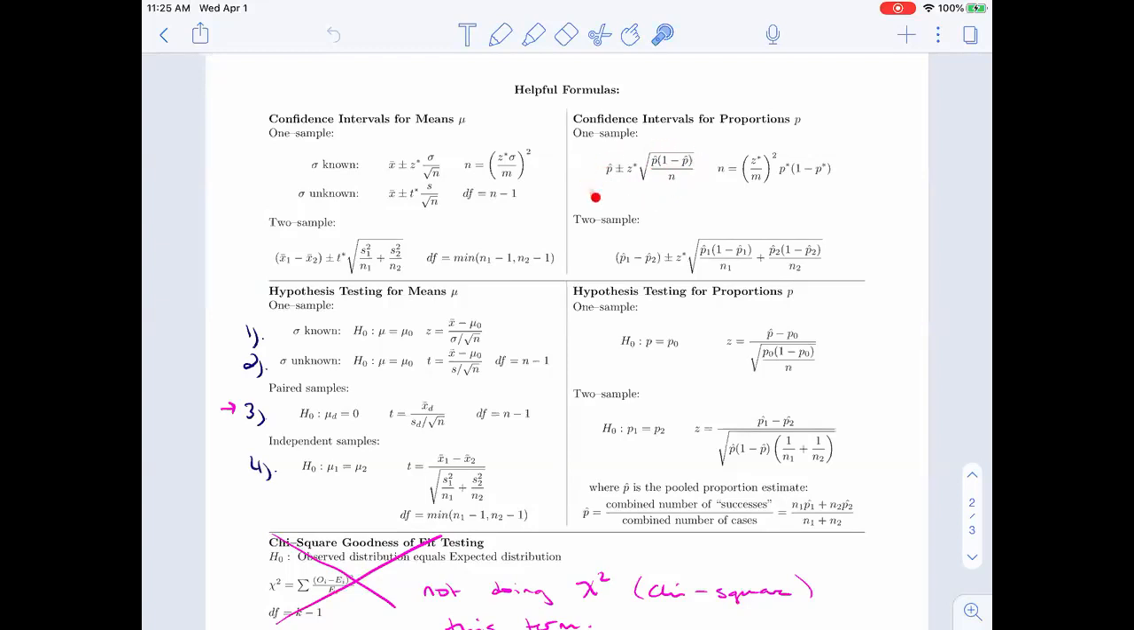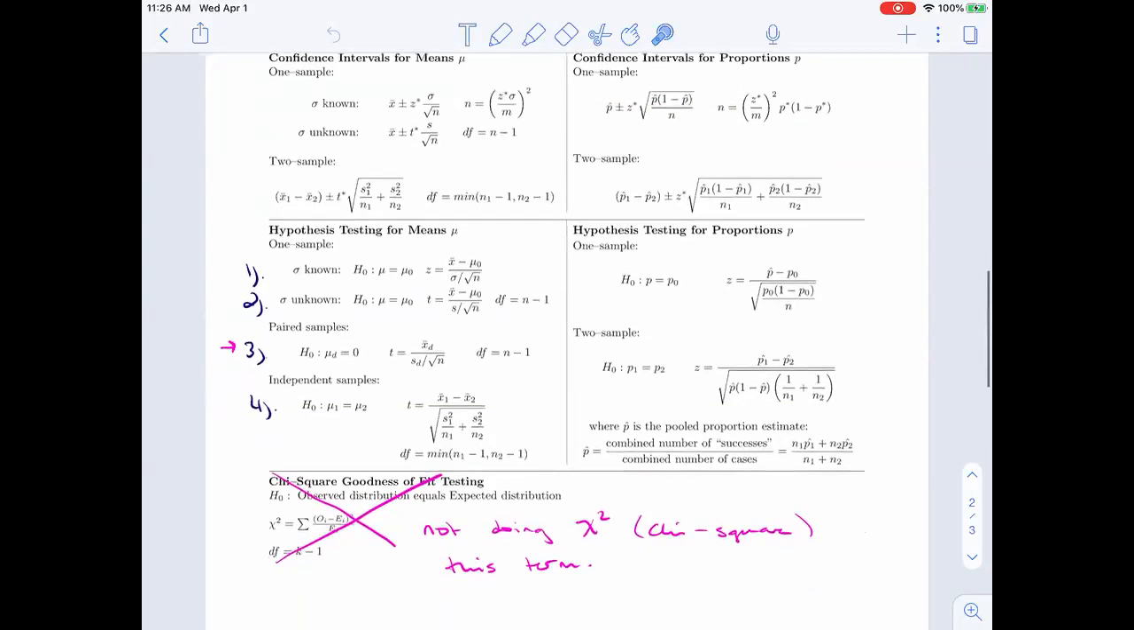What's nice about proportions is the only thing we really need is our sample proportion and our n. And remember, our sample proportion is the number of successes over n. So usually we only need the number of successes and our n in order to solve these problems. We can also solve for sample sizes. We're going to leave that for a little bit longer.